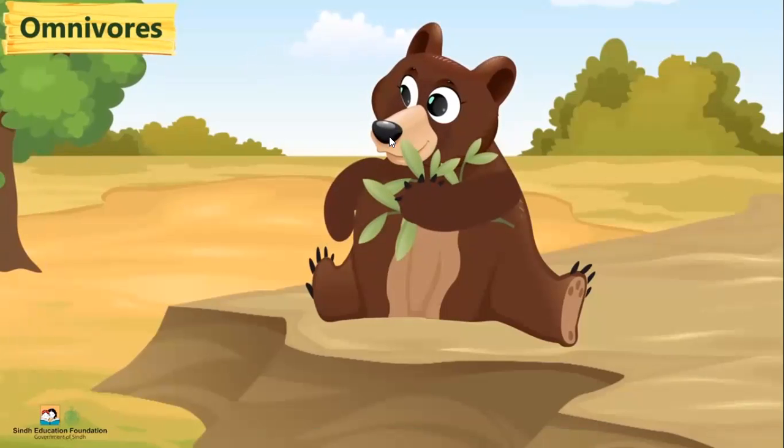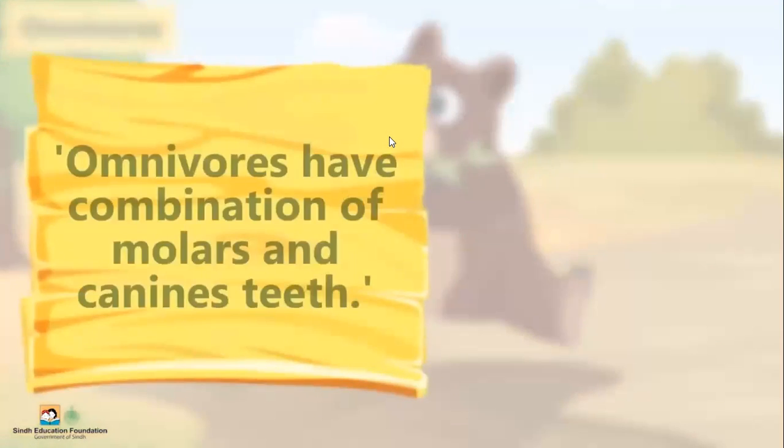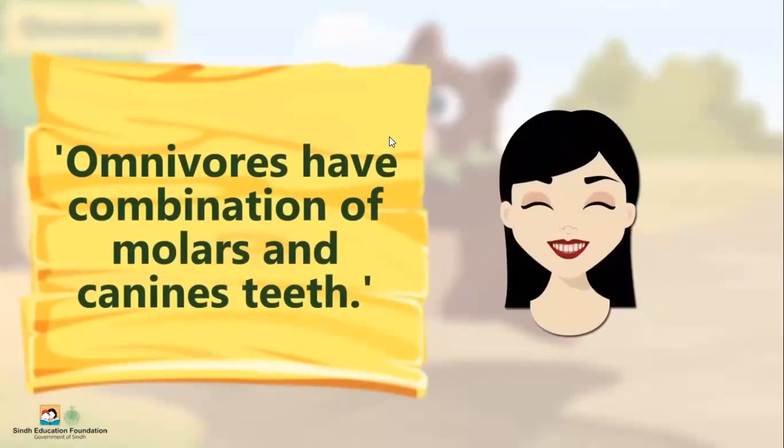Omnivores have a combination of molars and canine teeth.